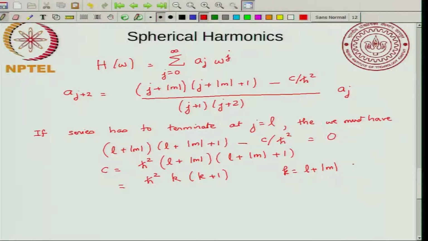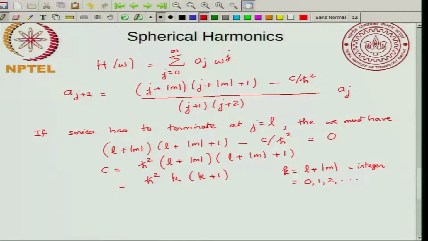This is a positive integer, and when you wrote the series, L can be anything from 0, 1, 2, 3, etc. So the absolute value of m has to be 0, 1, 2, etc. So L plus mod m will go from 0, 1, 2, etc. Okay, so we got that.